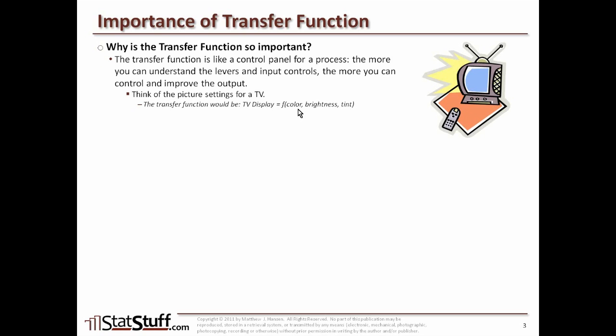In this example, they are color, brightness, and tint. So breaking it down to a transfer function, or this type of IPO equation, it would look like TV display, as my y, is equal to a function of color, brightness, and tint, which are my input x's. So let's try another example.